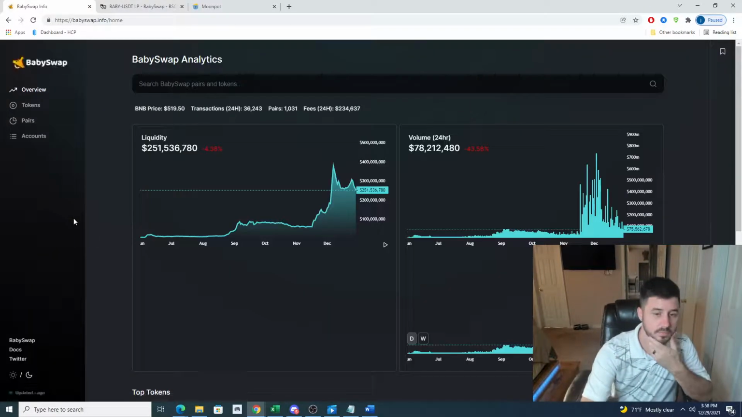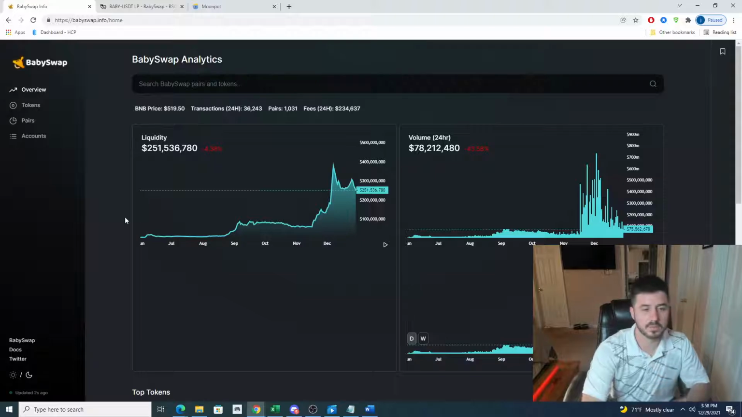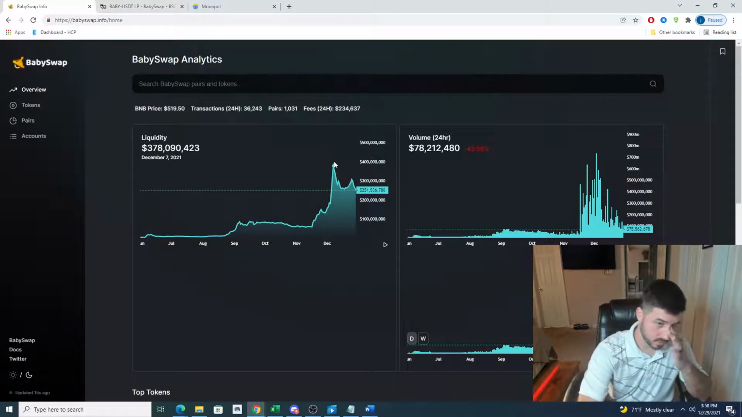Then you have some info pages. It's been a little while since I looked at this. It's kind of interesting. I like to look at graphs. That's one of my things I like to do. So, liquidity. They actually have a lot of liquidity in BabySwap's analytics here.